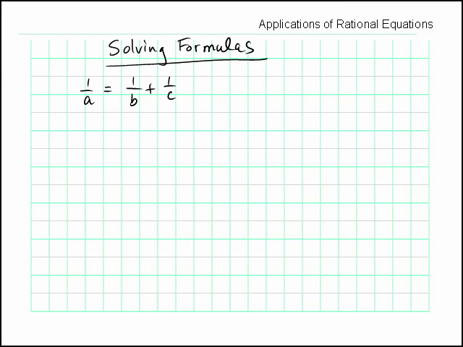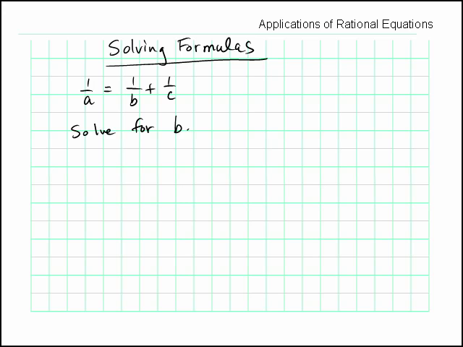And we're going to solve for b. Now, just like when you solve a rational equation, what you need to do as your first step is multiply both sides by the LCD, the common denominator. That eliminates all the fractions. I'm going to do exactly the same thing here.